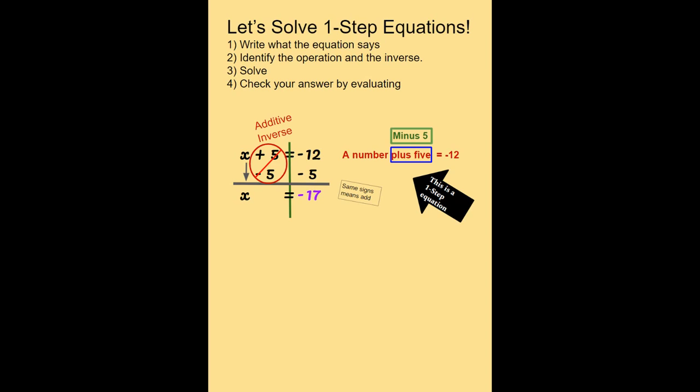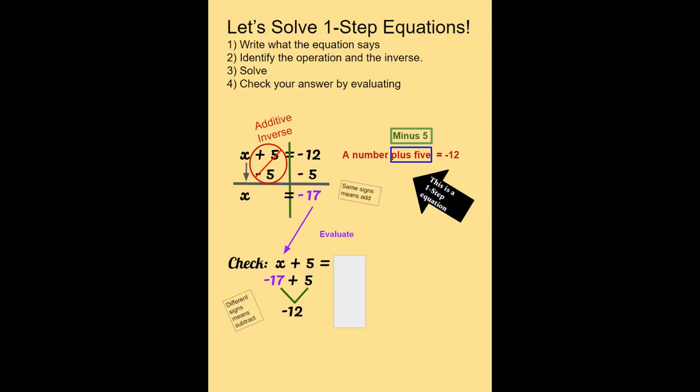So how do we check if the answer is correct? First, we write the equation again. A number plus 5 equals negative 12. Now we're going to evaluate. While we do this, we want to cover up the right-hand side because we don't need this part of the equation. So let's substitute. Negative 17 plus 5. And now there's just numbers. So let's simplify. Remember, when you have different signs, you subtract. Negative 17 plus 5 equals negative 12.